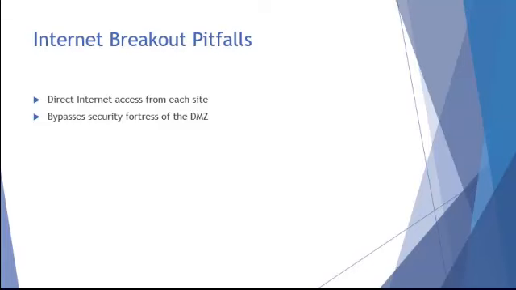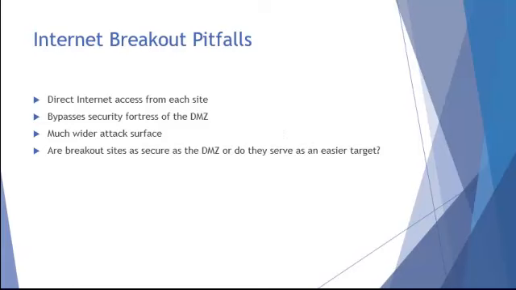So you've got all these controls that you've implemented and over years built up this cache of security controls that are now distributed to every site that has Internet Breakout. So it makes for a wider attack surface for attackers attempting to gain access to your network. So are these breakout sites as secure as the DMZ was? Or do they now serve as an easier target for an attacker to break in through this, quote, back door to gain access to your enterprise network?